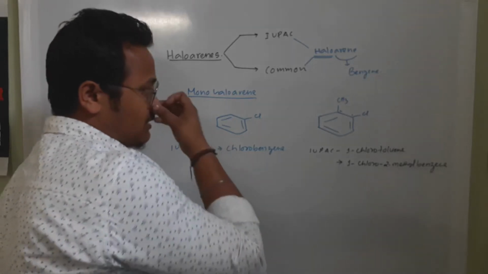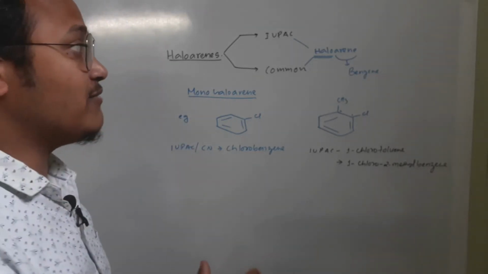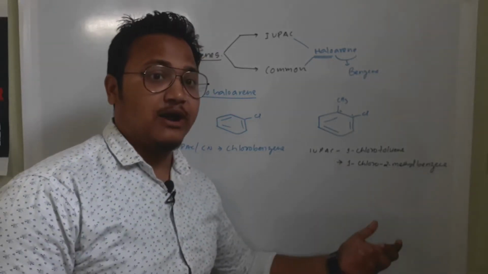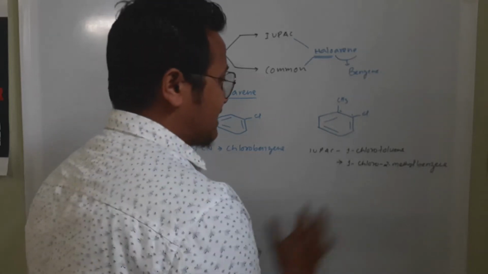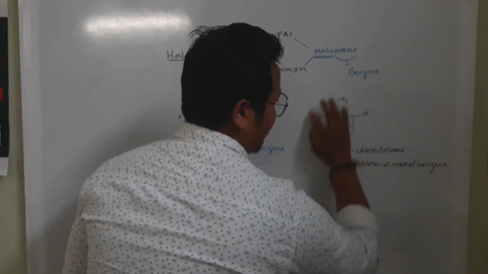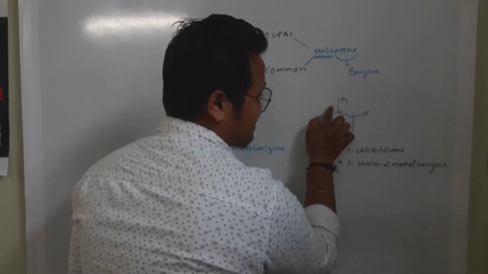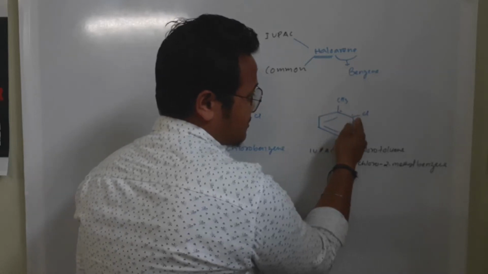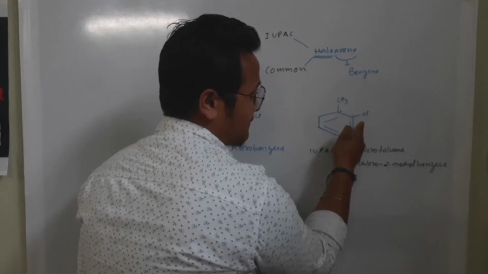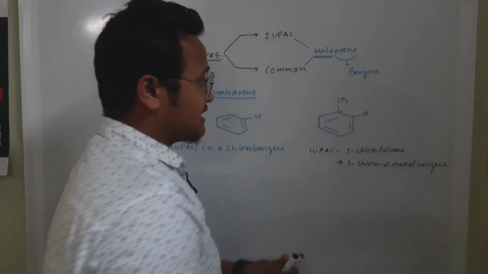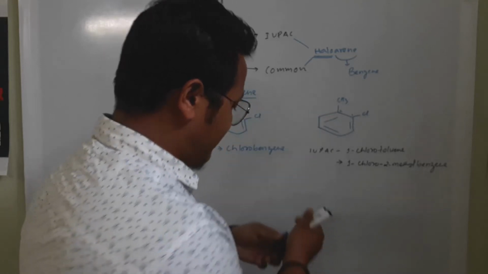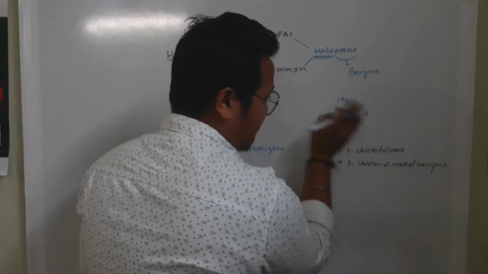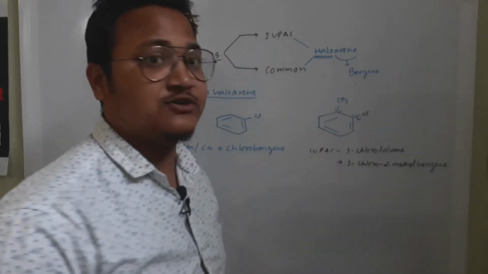In the common name, we use different terms to define the position. Here we wrote 1-chloro, but in the common name we use different terms. When only the methyl is there, it is toluene. With respect to this, if it is position 1 in toluene, then this is the 1-2 position. If any substituent group is in the second position with respect to another one, it is 1, 2. So with respect to this, if the other group is in the second position, then it is known as ortho.